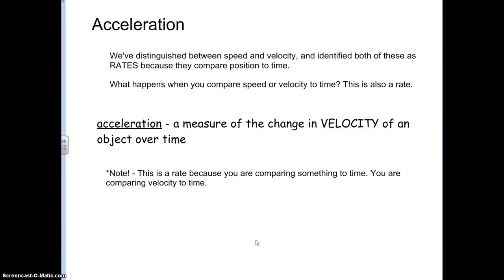Again, this is a video, I'm going to combine the videos for 4 and 5 into one video here for the sake of time. They're really both about acceleration, which is a new physics quantity that we really need to talk about.